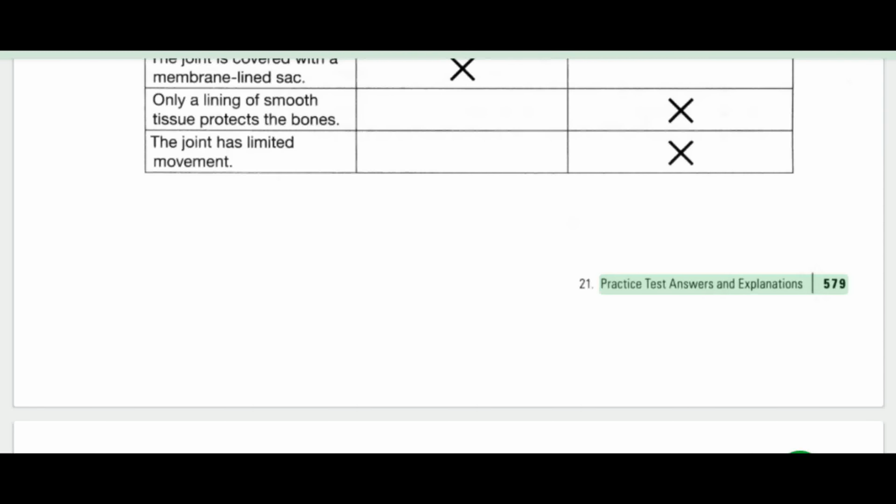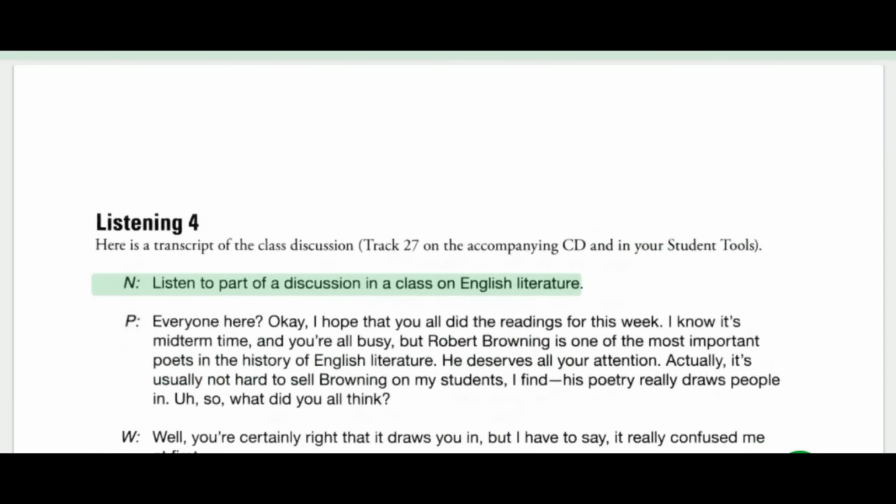Listening 4. Here is a transcript of the class discussion, track 27 on the accompanying CD and in your student tools. Listen to part of a discussion in a class on English literature.